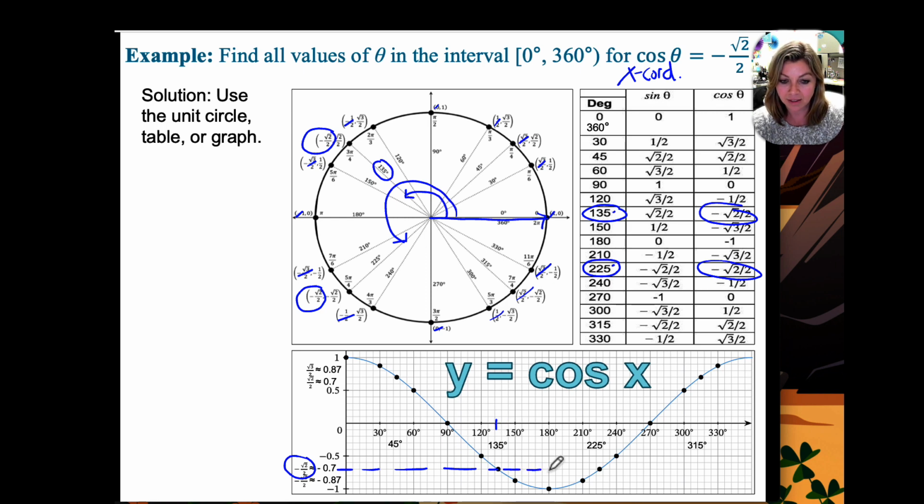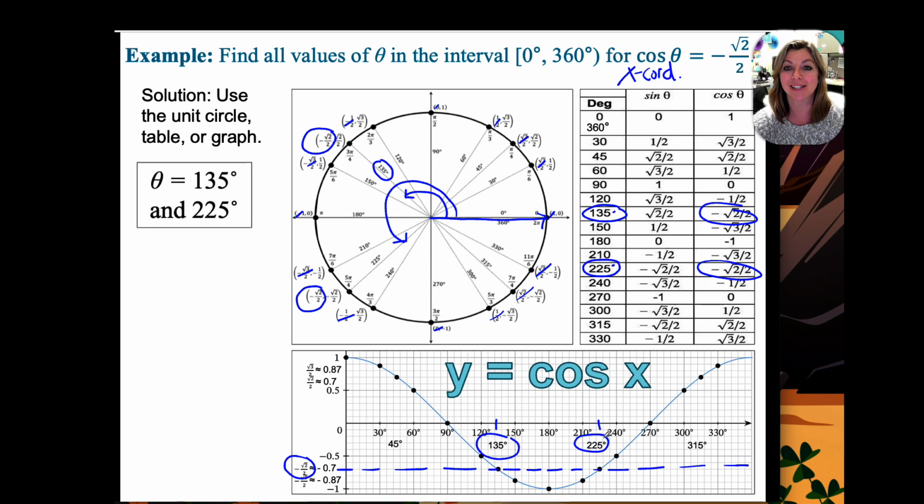And cosine of 225 degrees also makes the value negative radical 2 over 2. And that's it for our interval of 0 to 360. So confirming 135 degrees as well as 225 degrees.